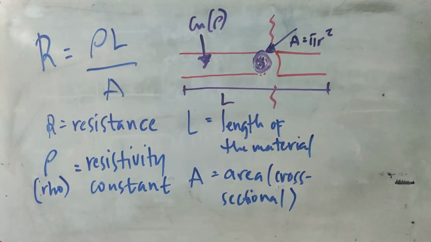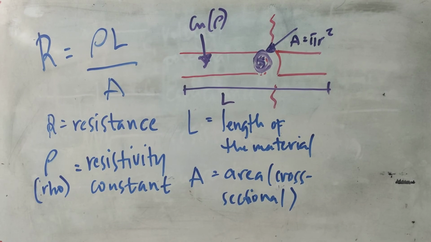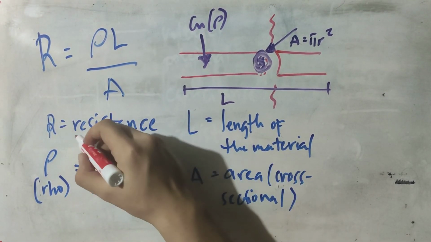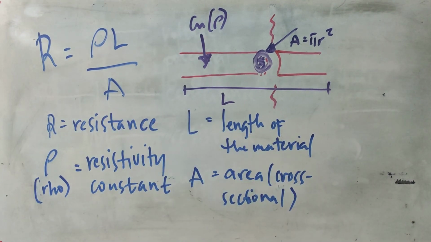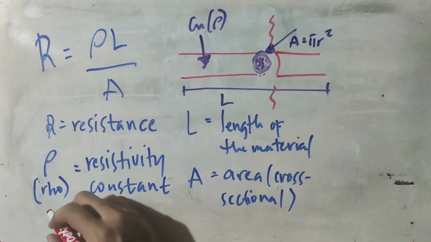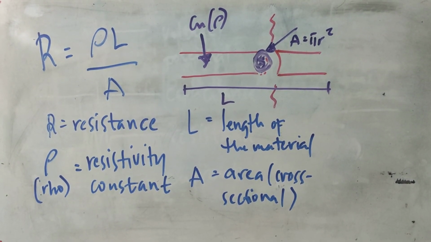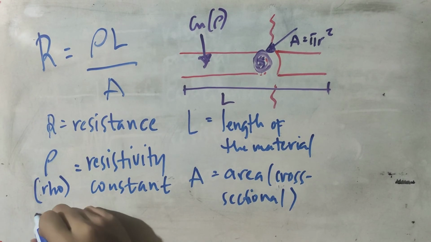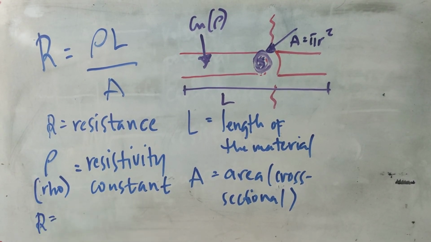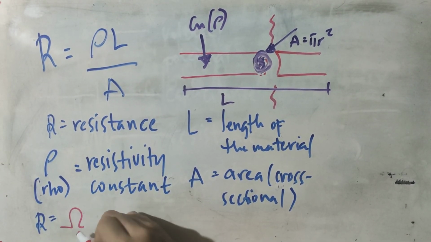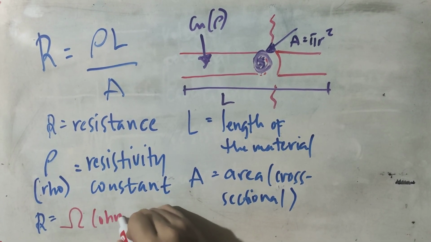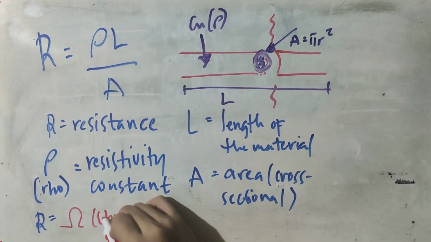By the way, the units. The unit for resistance is ohms. I'm just going to write this here. For resistance, that's in ohms, capital omega. It looks like this. This is read as ohms. By the way, this is capital.